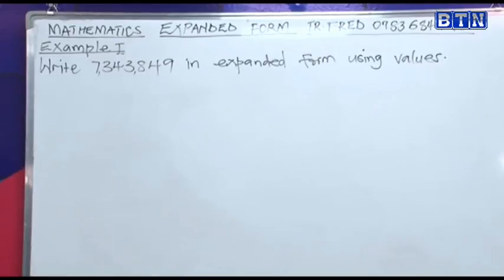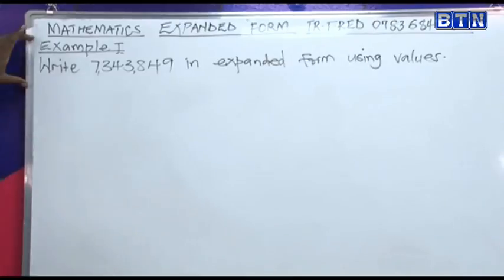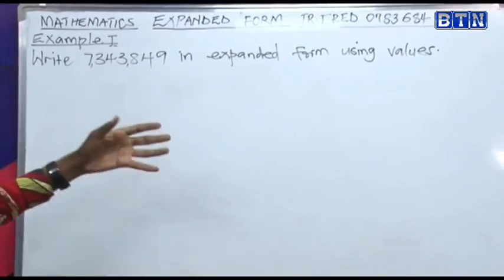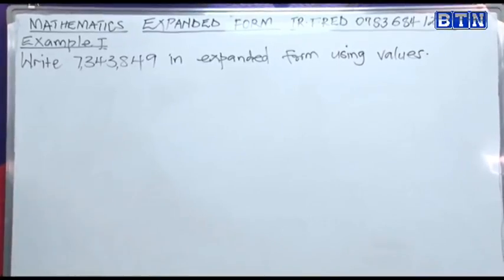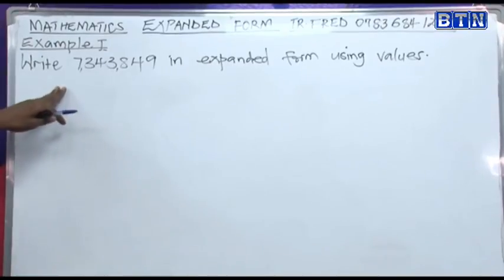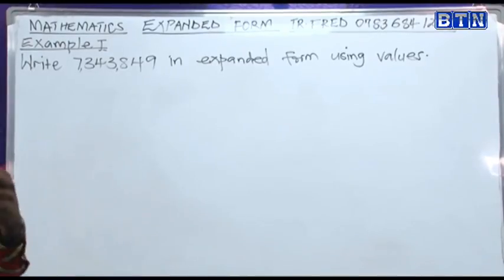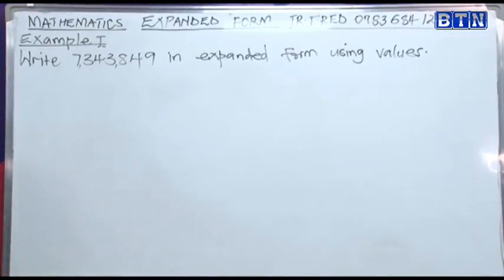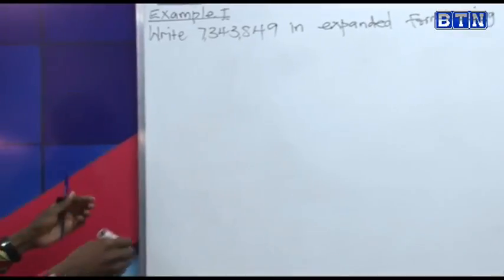So they want us to expand 7,343,849 in expanded form using values. They have given us already the number, and they want us to write it in expanded form using values. First of all, for us to write this number in expanded form, the first thing is to copy our number here. Then we identify the places of each digit in that number.